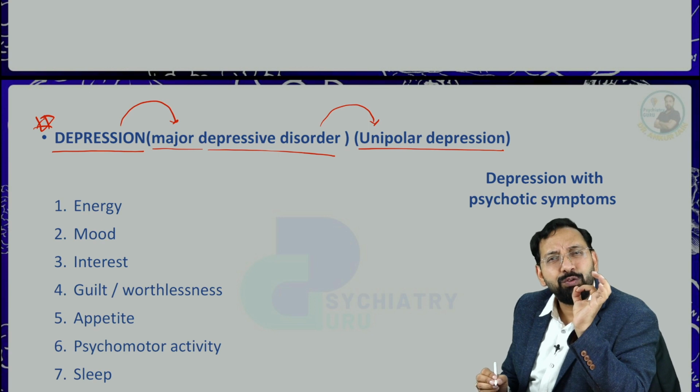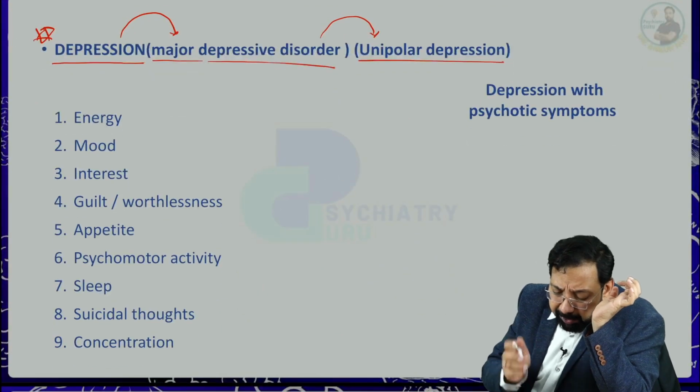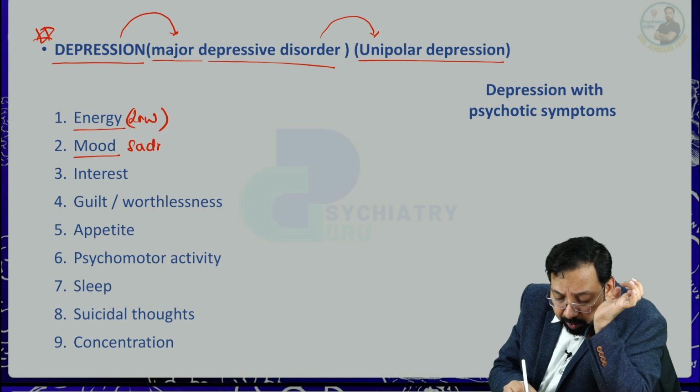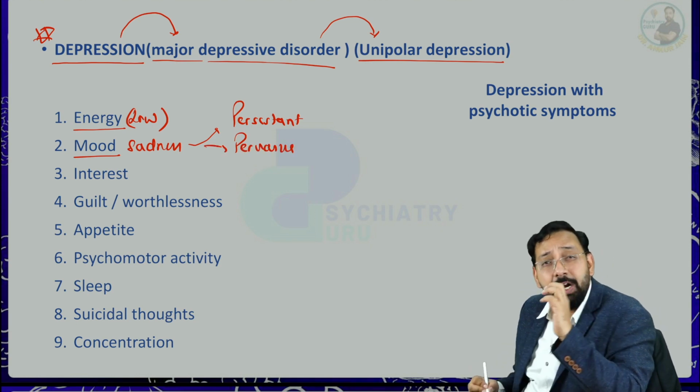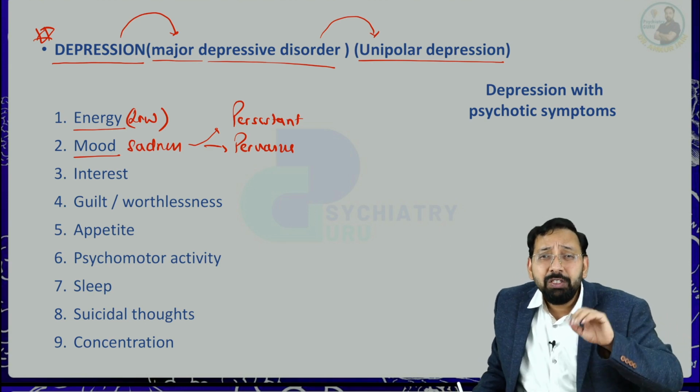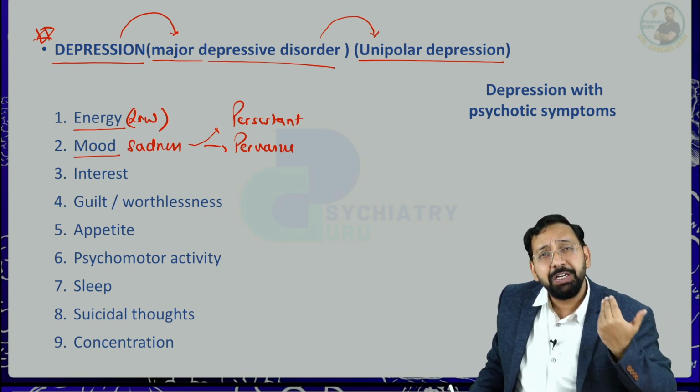What are the symptoms of depression? We found that the patient is having low energy, sadness of mood. Sadness should be persistent and pervasive. Persistent means every time the patient is sad. Pervasive means in all aspects of life the patient is sad.